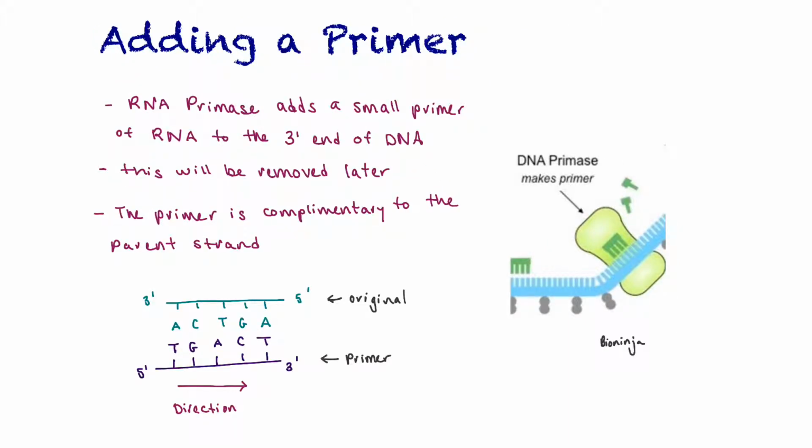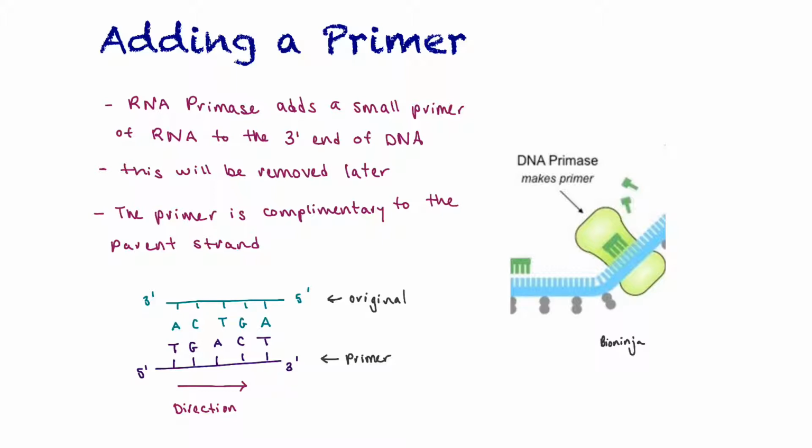Now the next step is a little bit strange because the enzyme that builds DNA, which is called DNA polymerase, can't actually bind to DNA. It can only bind to a primer, and that primer is actually made out of RNA. So the first step that happens is RNA primase, also sometimes called DNA primase, adds a small primer of RNA to the 3' end of the DNA. And this primer will be removed later after the whole process has taken place. And the primer is complementary to the parent strand.